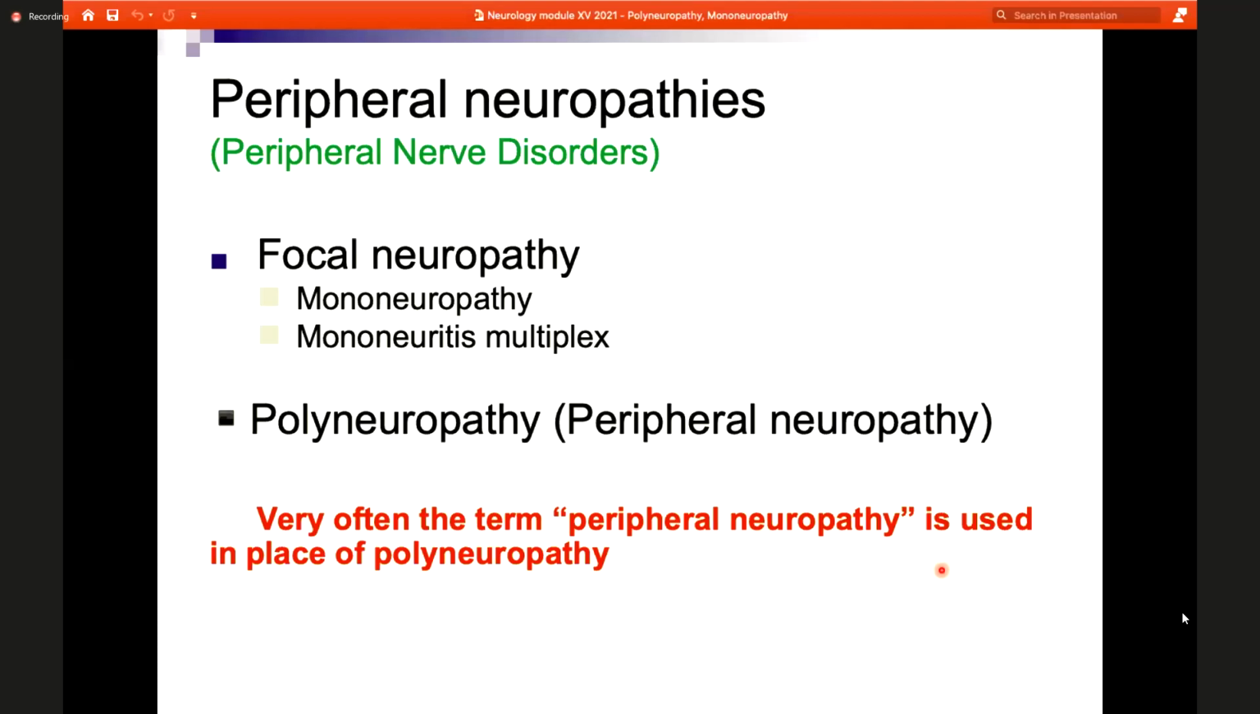And you will notice when you read books, the term peripheral neuropathy is used to mean polyneuropathy. So it's a bit confusing, but the correct term is actually polyneuropathy. Because when you say peripheral neuropathy, it will include all the diseases which affect peripheral nerves, and that includes focal neuropathies.